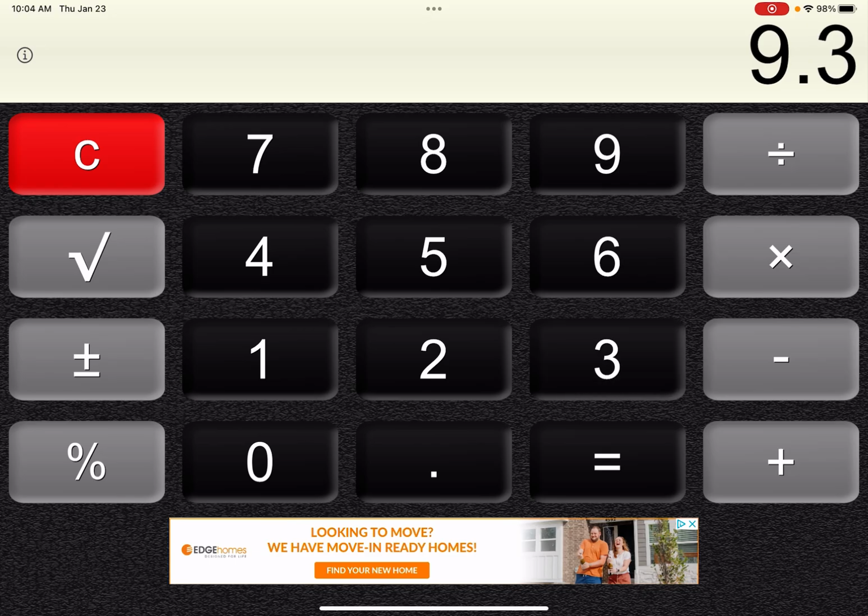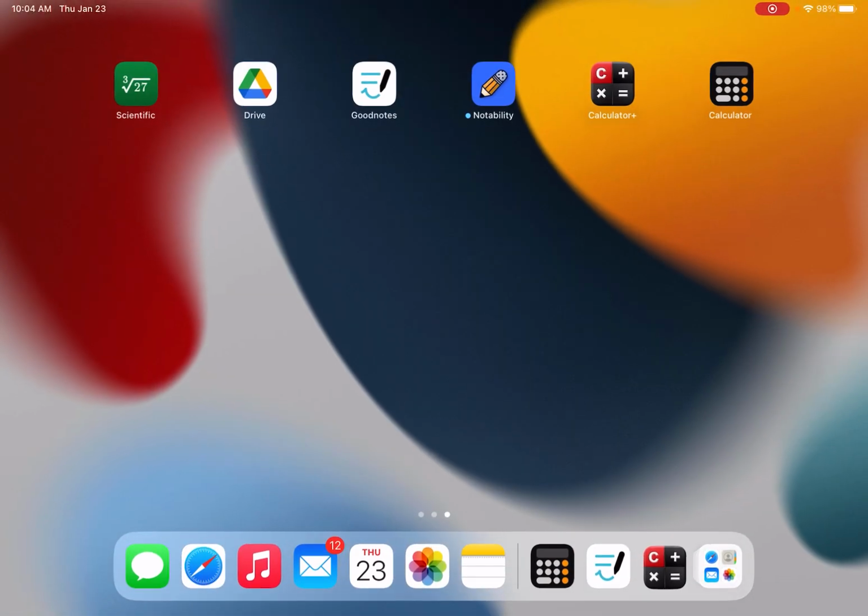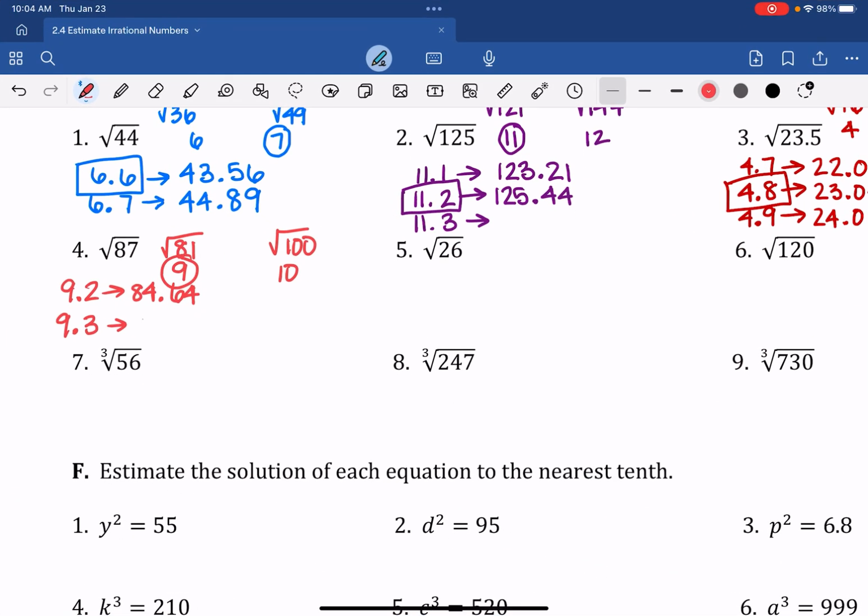9.3 times 9.3, 86.49. And that is pretty close. You could try 9.4 if you want to, but 9.3 is going to be closer.